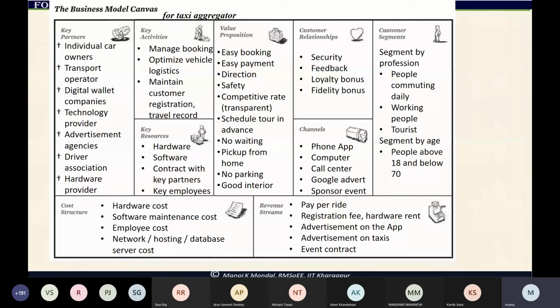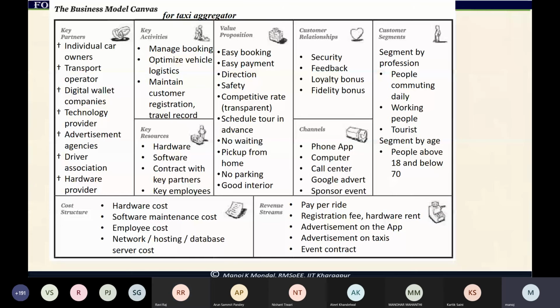But yeah, innovation may lead to value proposition. You have to invent the value proposition or discover whatever that is. Then customer segment by profession, segment by age. Maybe children are not booking taxis or very old people are not. Likewise, depending on your product, you have to decide on market segment.